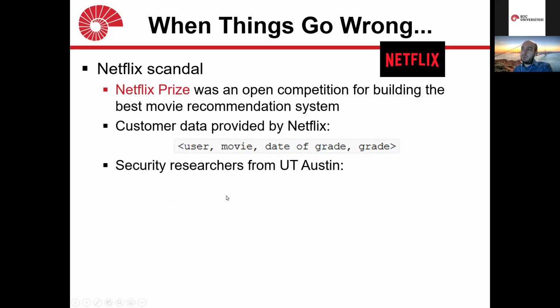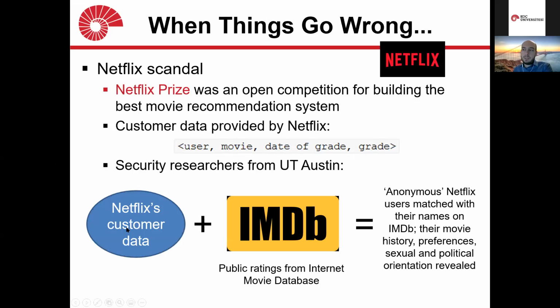And security researchers took this data from Netflix. They matched it with public rating information that you can find on IMDb, the Internet Movie Database. They were able to de-anonymize, or identify, these anonymous Netflix users, because on IMDb you actually have the real names and some information like age and location, which is, of course, not available in the released Netflix customer data. But after you do the matching, you can find out the identities of the individuals.